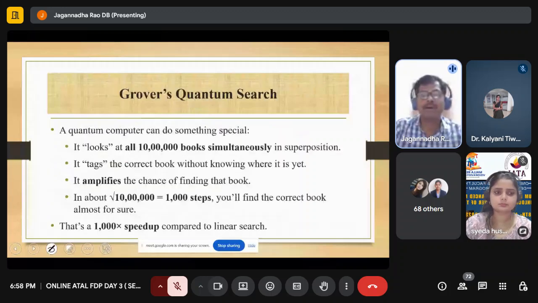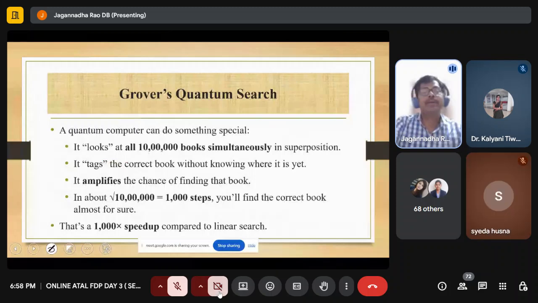But go to Grover's algorithm. With Grover's quantum search algorithm, a quantum computer can do something special. It looks at all 10 lakh books simultaneously in superposition. We already discussed superposition, entanglement and quantum measurement, doing multiple tasks at a time. So it tags the correct book without knowing where it is, and it amplifies the chance of finding the book.